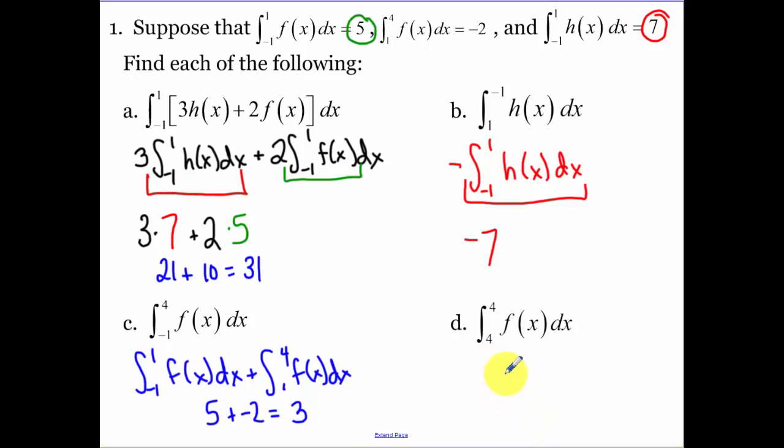Okay, our last example. We're going from -4 to 4, so we're not going anywhere. So there is no area under our curve. That area is 0.